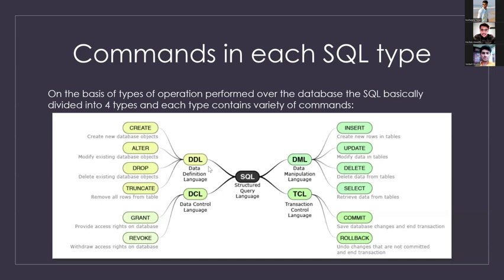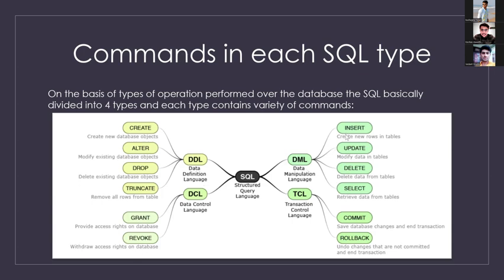Now next, inside the DCL, the commands are grant and revoke. Grant provides access rights on a database. With the help of grant, we give authority, deciding who will be the authorized person having access to our database. So these are the functions of grant. We will cover this also in brief. Now next is revoke, which withdraws access rights on a database.